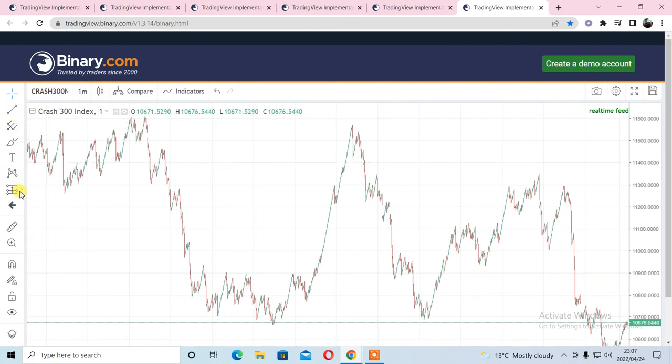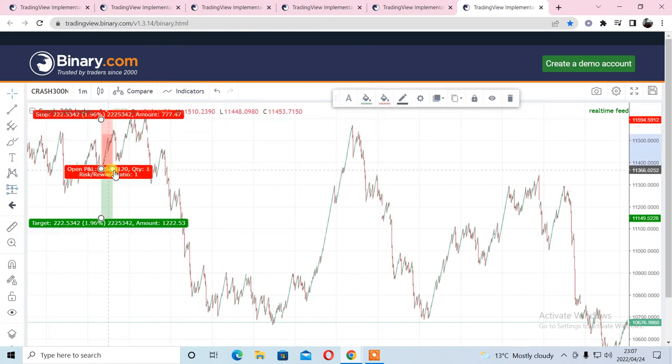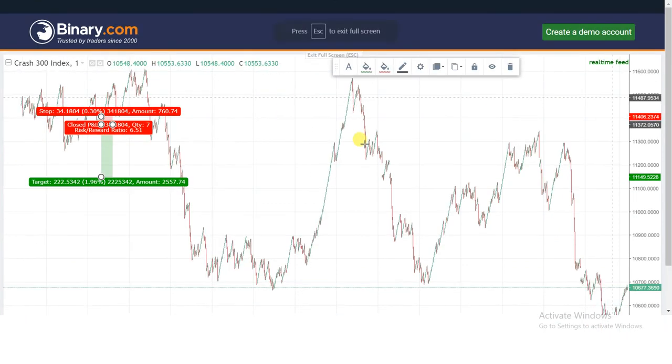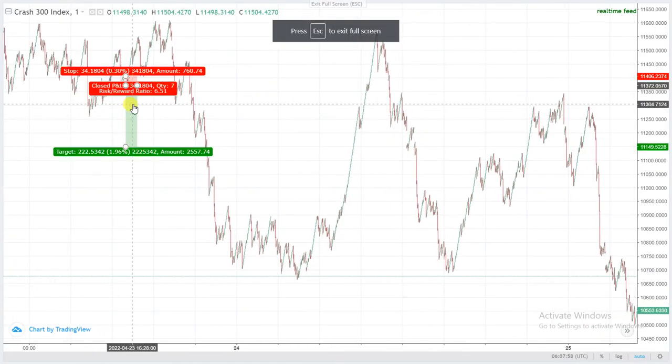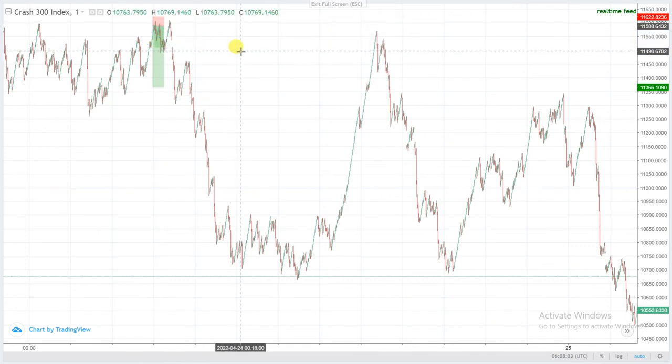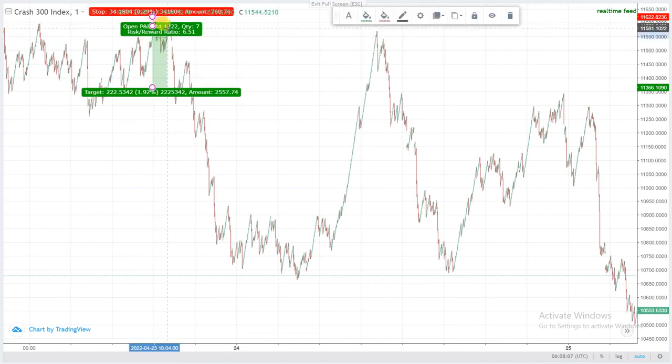You see, so this is the Crash 300. I'm going to just show you the same thing happening here. You don't have to risk too much on your trades, and you can still walk away with good risk to rewards. Okay, if you can look at this trade over here, beautiful trade. This is Crash 300. I love trading Crash 300.